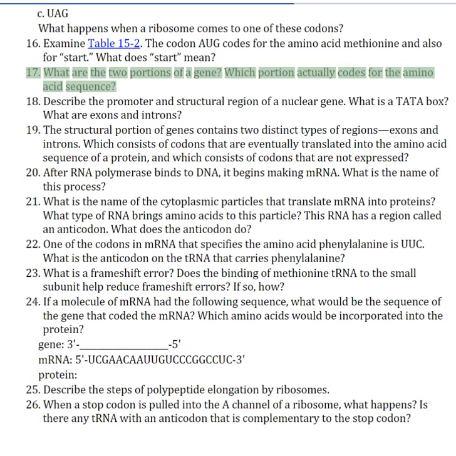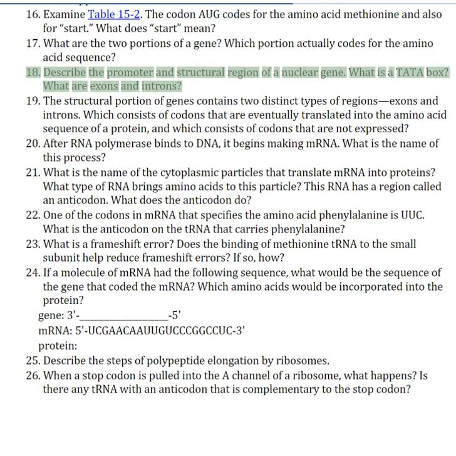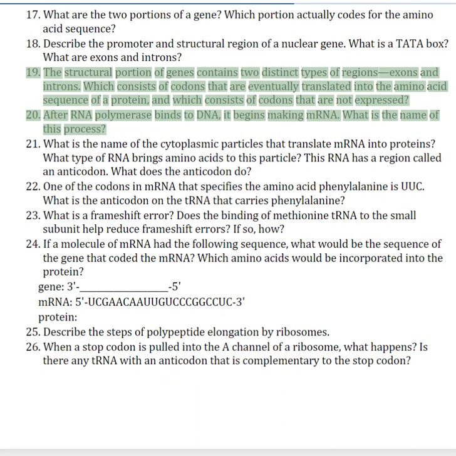17. What are the two portions of a gene? Which portion actually codes for the amino acid sequence? 18. Describe the promoter and structural region of a nuclear gene. What is a TATA box? What are exons and introns? 19. The structural portion of genes contains two distinct types of regions, exons and introns. ___ consists of codons that are eventually translated into the amino acid sequence of a protein, and ___ consists of codons that are not expressed.